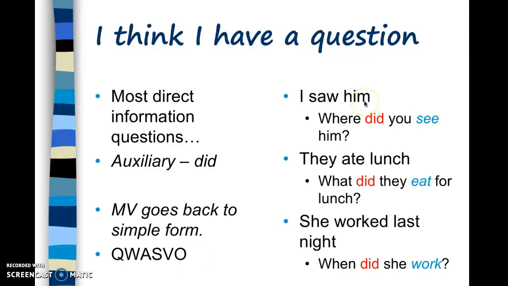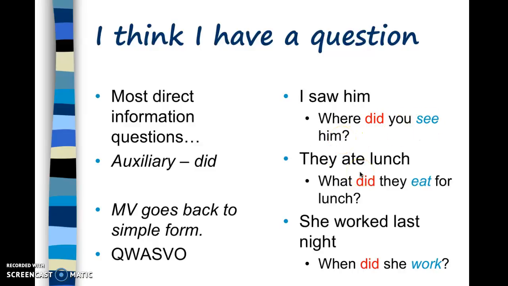So I saw him. My verb here is in the simple past, so I need to put my auxiliary into the past, and my verb goes back to the base form. And then I follow the formula. Question word, auxiliary, subject, verb, object.